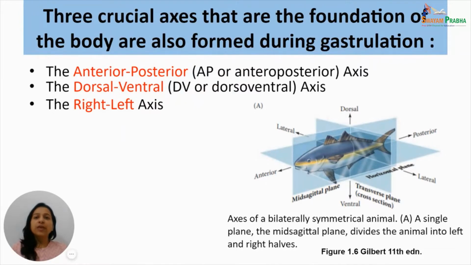During gastrulation, there are 3 crucial axes that lay the foundation of the body. The crucial axes, as shown here, are the anterior-posterior axis, which runs from head to tail. The second is the dorsal-ventral axis, which runs from the dorsal side, that is the back side of the body, to the ventral side, or the side towards the belly. The third is the right-left axis, which distinguishes between the right side of the body and the left side of the body. That is, it distinguishes between the two lateral halves of the body, as we see here.